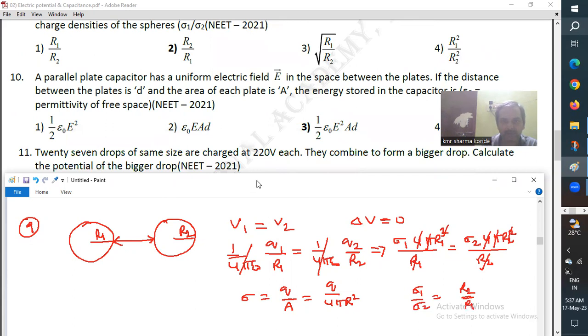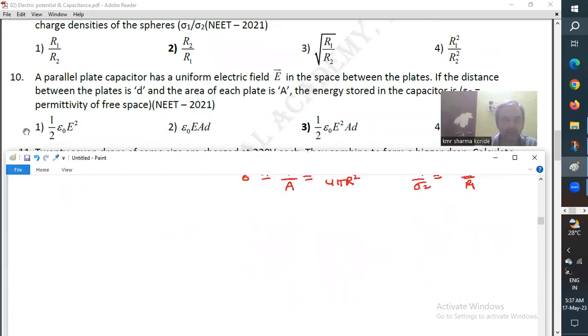Question number 10. A parallel plate capacitor has a uniform electric field capital E in the space between the plates. The distance between the plates is D and the area of each plate is capital A. We need to find the energy stored per unit volume. First get back the energy stored. The expression for energy stored is half CV square. The capacitance of the parallel plate capacitor is A epsilon naught by D.